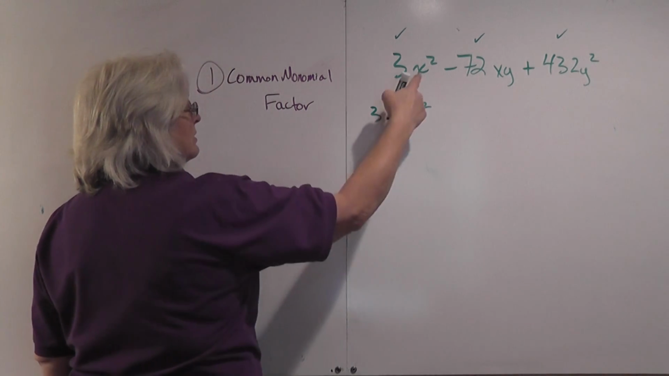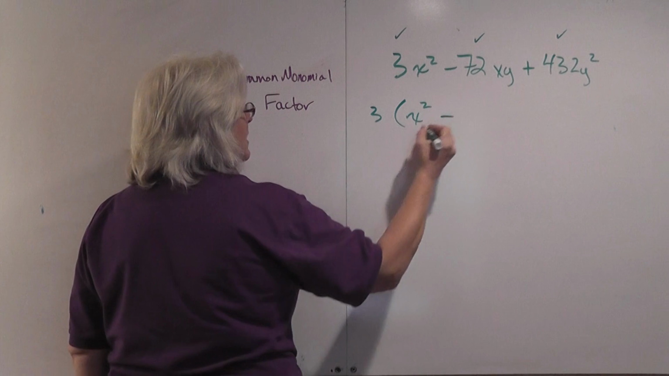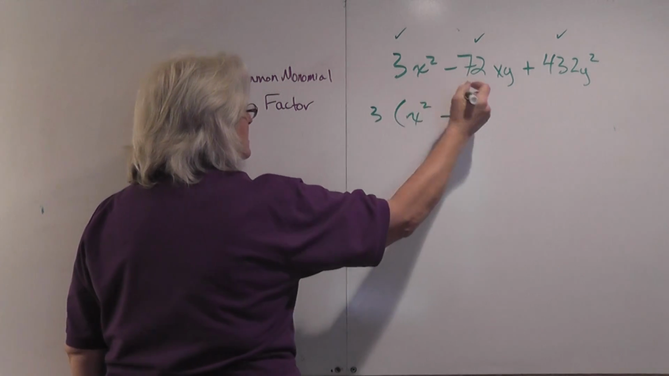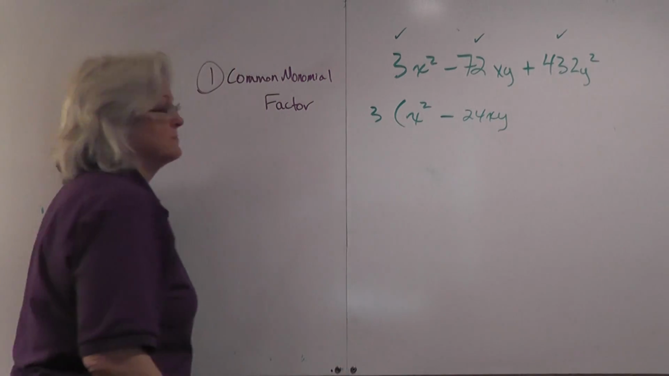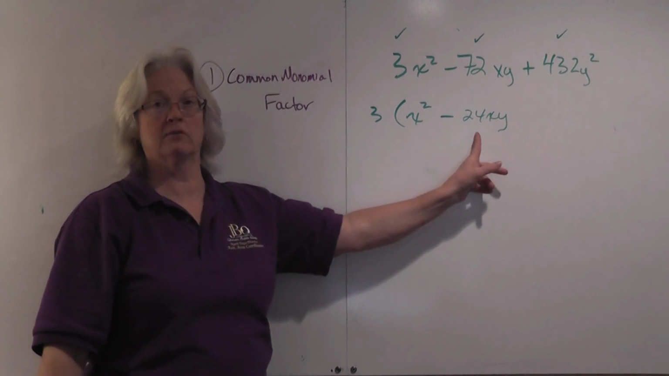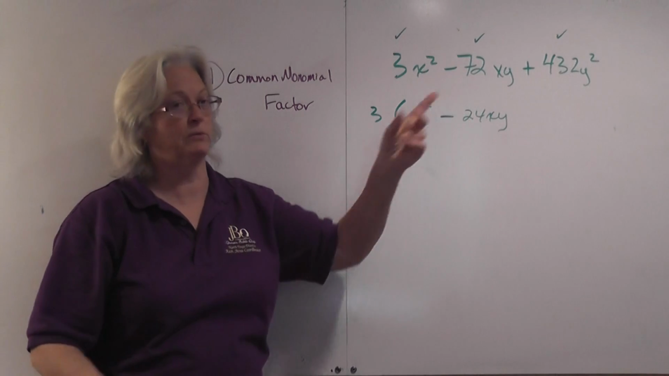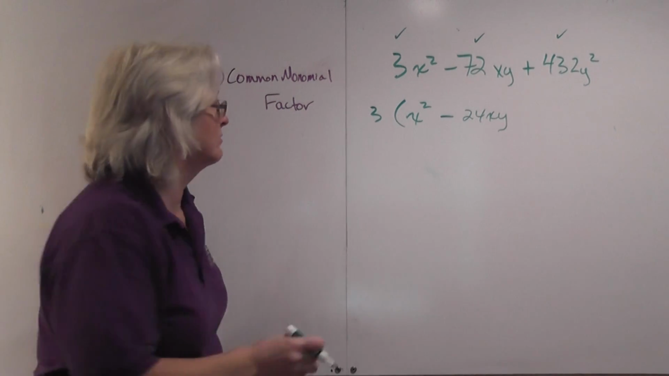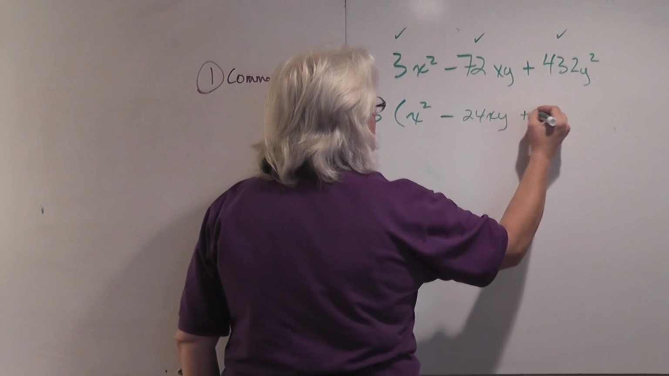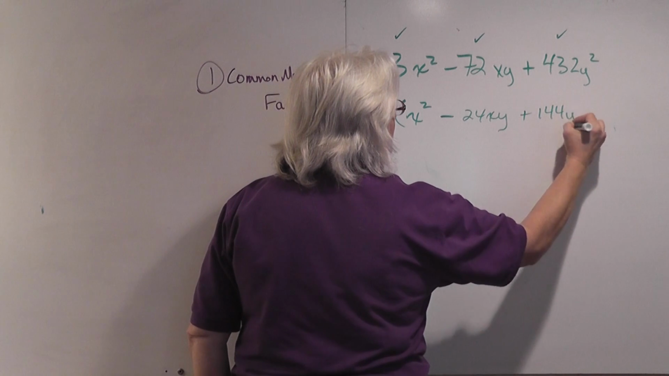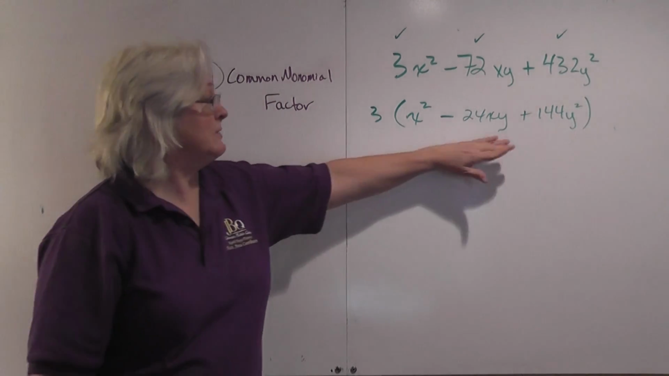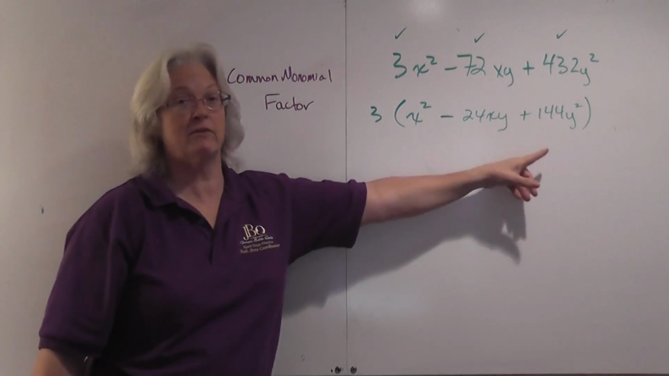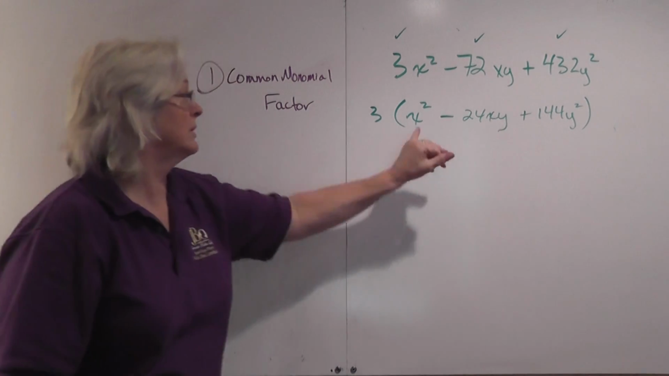3 times x squared gives us 3x squared. Minus 3 times 24xy, because 3 times a negative 24 is a negative 72. I'm not going to go ahead and reteach this factoring. Plus 144y squared. Now, you should be recognizing that we do have a perfect square trinomial.